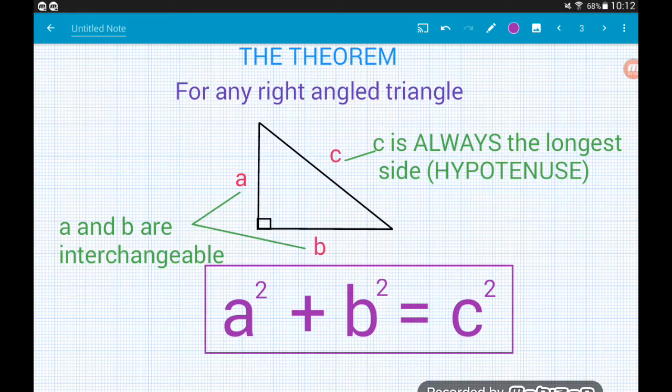So for any right-angled triangle like this, Pythagoras says that the length of A squared plus the length of B squared is equal to the length of C squared. A squared plus B squared equals C squared. So let's get down to business and have a crack at using this.